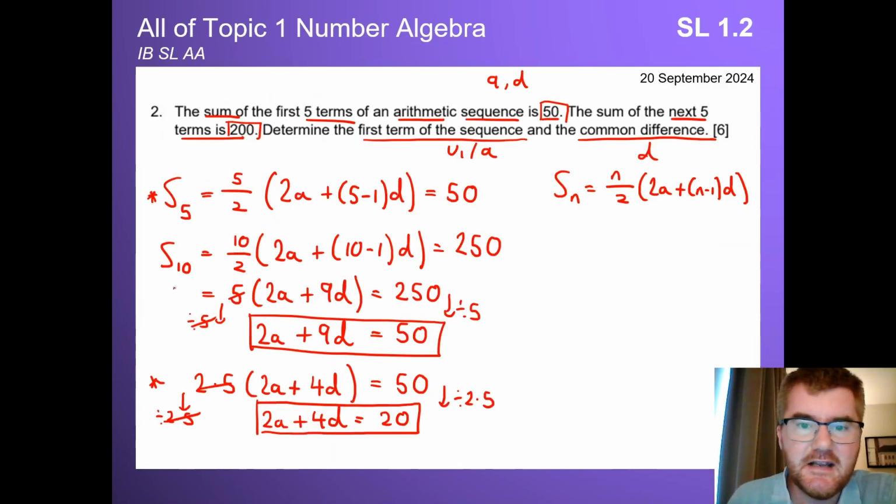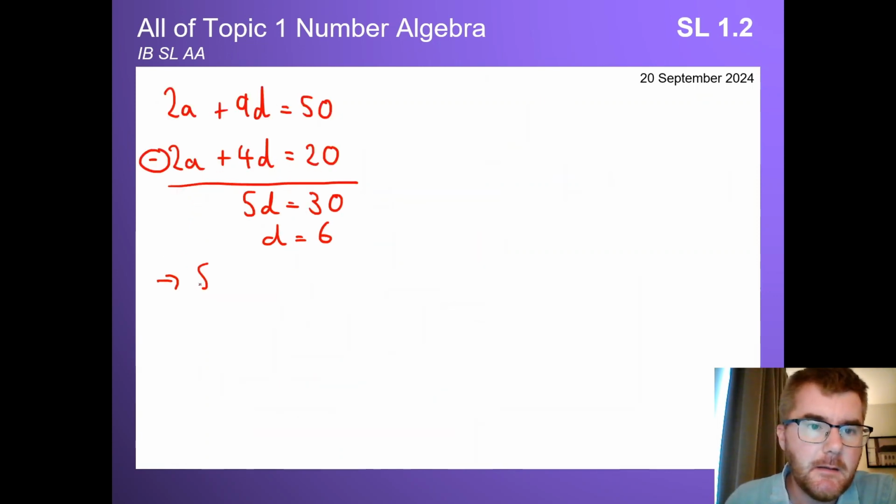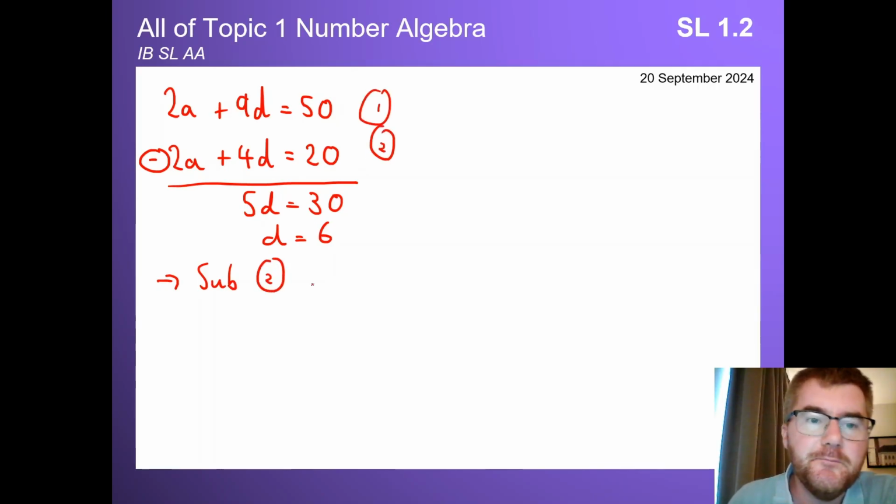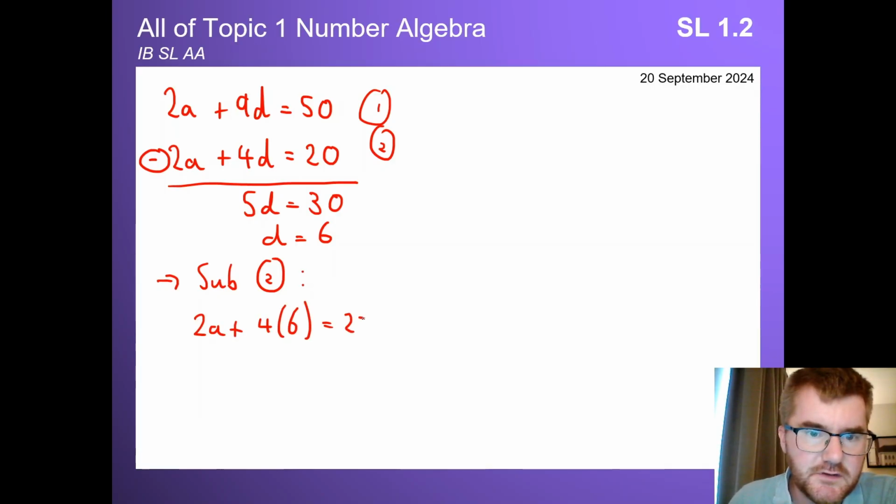So let's just take any equation that we have. We can take this one here. So we can substitute back into this equation. Let's call this like 1 and 2. We sub in equation 2. That means then that 2a plus 4 lots of 6, because d is 6 here, is equal to 20. Therefore, 2a plus 24 is equal to 20.